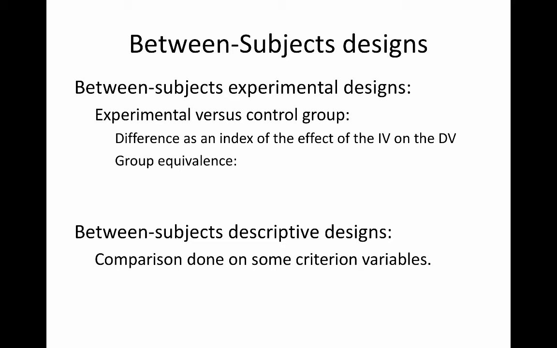Going back to between subject design. We were talking mostly about experimental design in this chapter, but remember, there's also descriptive design. With experimental design, we have an experimental group and a control group, and we have to make sure there's group equivalency. With descriptive design, we're comparing groups, okay? So again, we're comparing groups on some variable. We can't manipulate the independent variable. They are attributes.